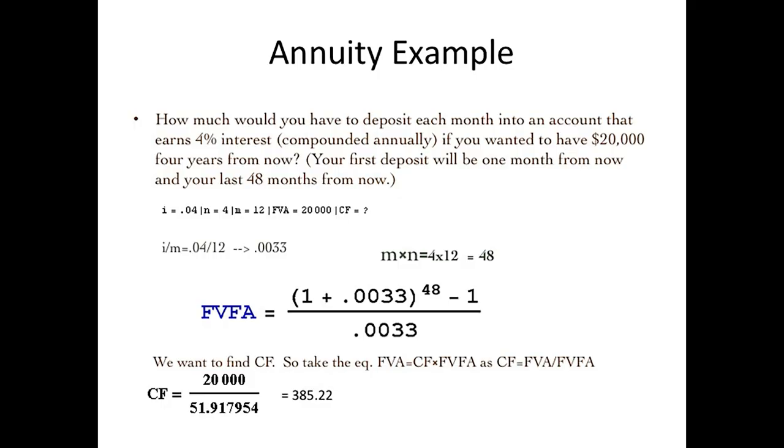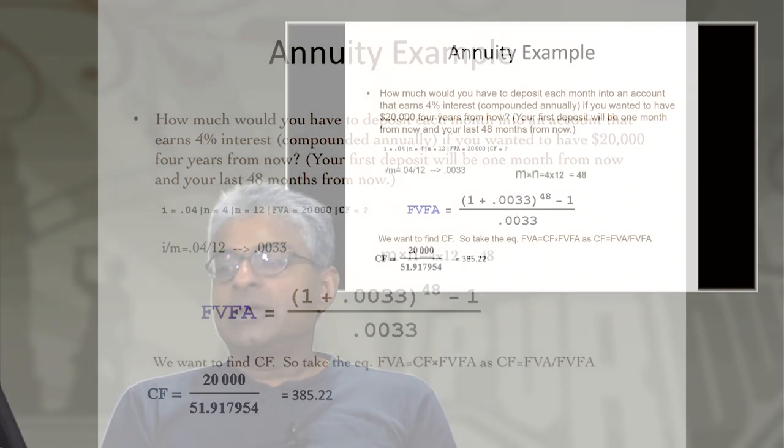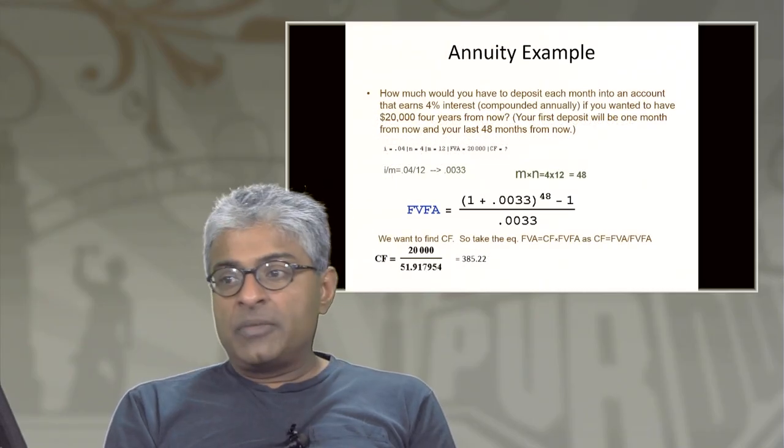Then the cash flow is the future value divided by the factor, which gives you $385.22 as your equal monthly payment. You have to make 48 of those starting a month from now in order to have $20,000 at the end of 4 years at the growth of interest that's given to you. So that is the answer to the problem.